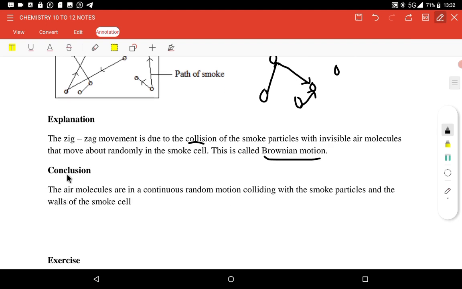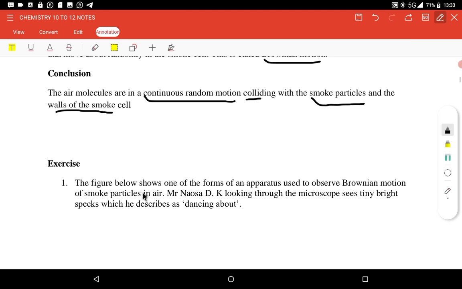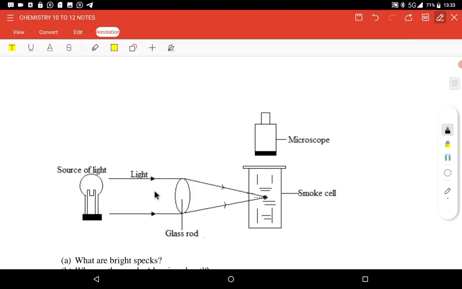So the conclusion was that the air molecules are also in continuous random motion. Also, the particles are in continuous random motion. And once these two collide, they press against the walls of the smoke cell. So you can see that questions will come under Brownian motion.